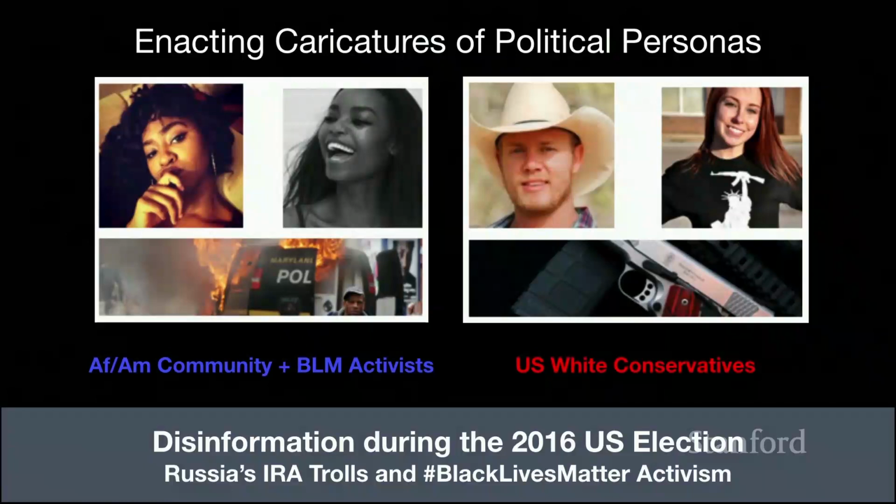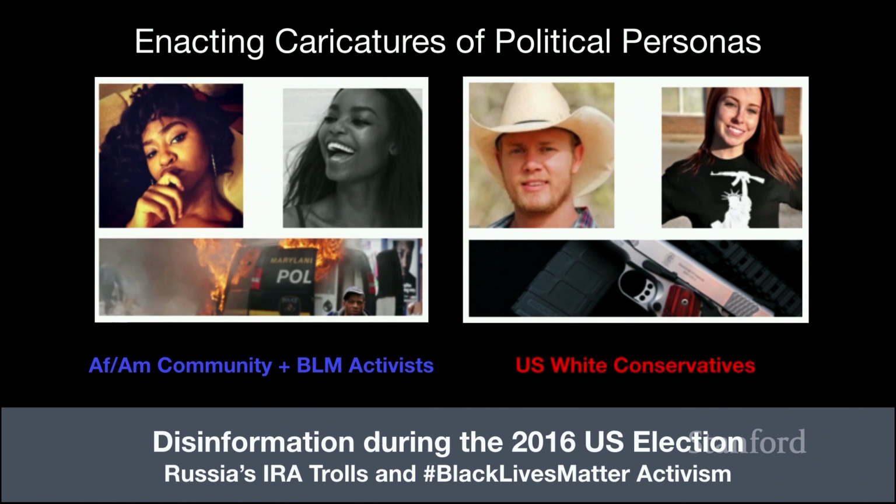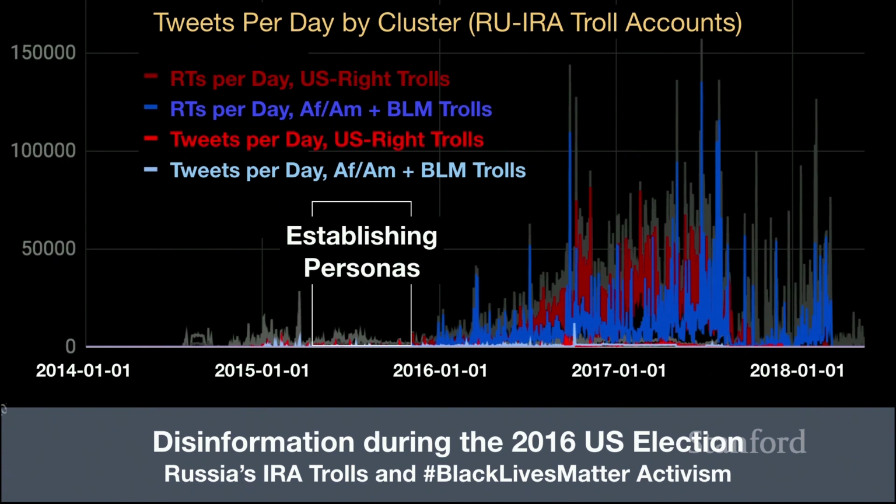These political personas, African-American Black Lives Matter activists, which will be blue on the next graph you see, and US white conservatives, which will be red on the next graph you see. When they began to perform these personas, their accounts started finally to gain traction, to get retweets and follows. Nearly 85% of the retweets that the IRA accounts received in total were retweets of less than 300 accounts dedicated to the political personas that we showed above. In other words, the IRA trolls, the disinformation operations, were most effective not in spreading fake news, which was one of their other things that they did, but in infiltrating online political communities.